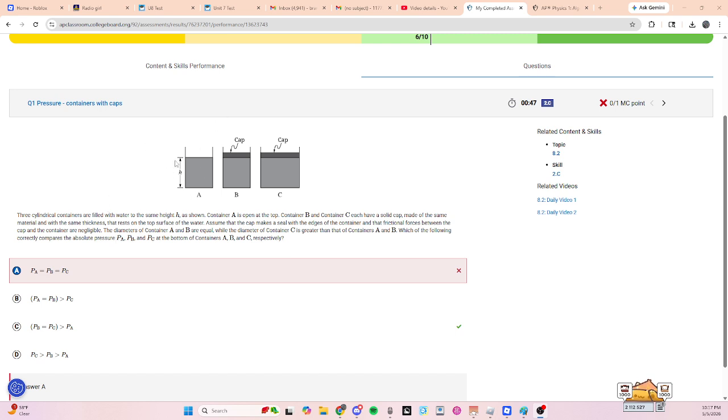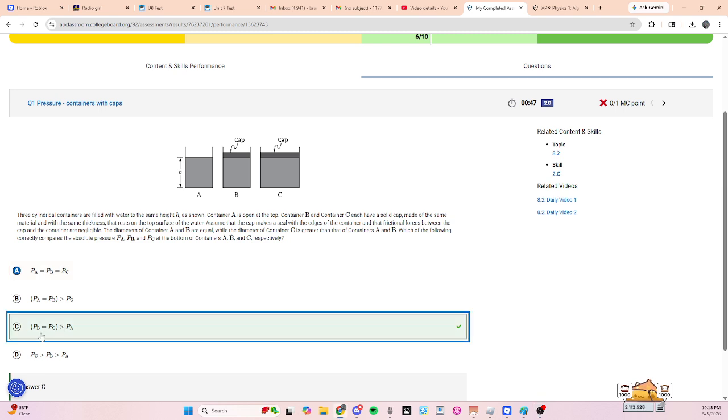Since A doesn't have the cap, it is being affected by the atmospheric pressure. You have to consider that. And since B and C are closed, the height is basically the only thing that matters for pressure. We know that at the bottom they should be the same. So we know it's this one, because it's the only one where B and C are the same, and A is different.